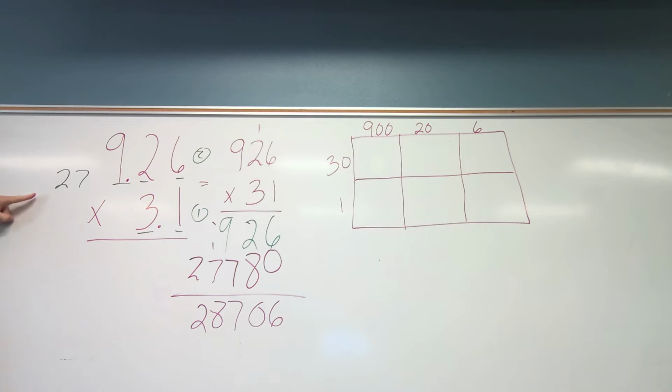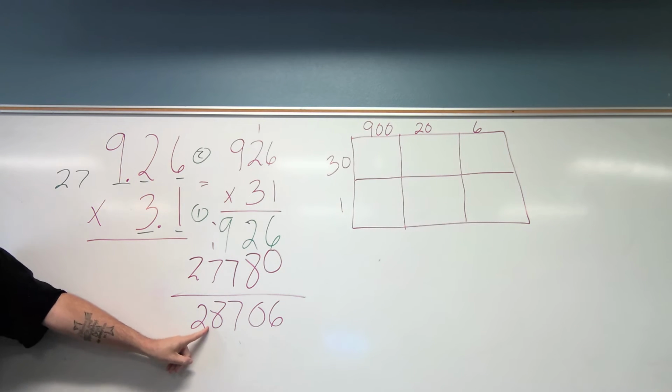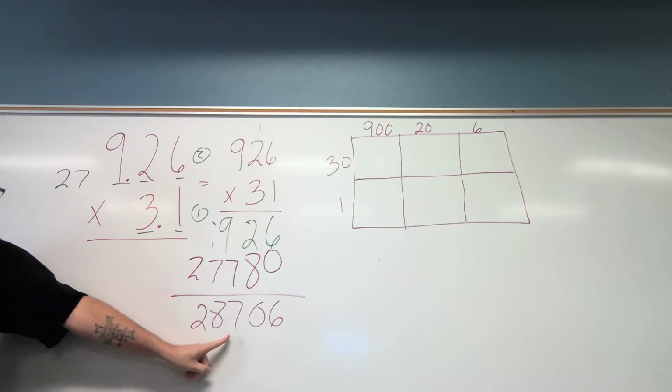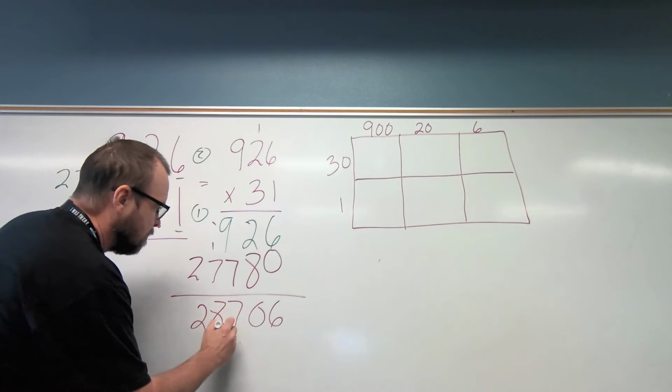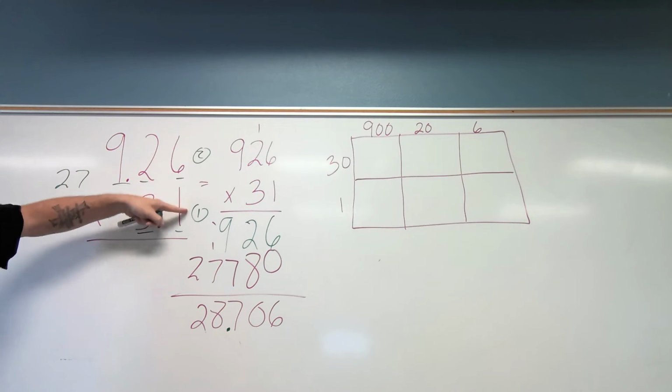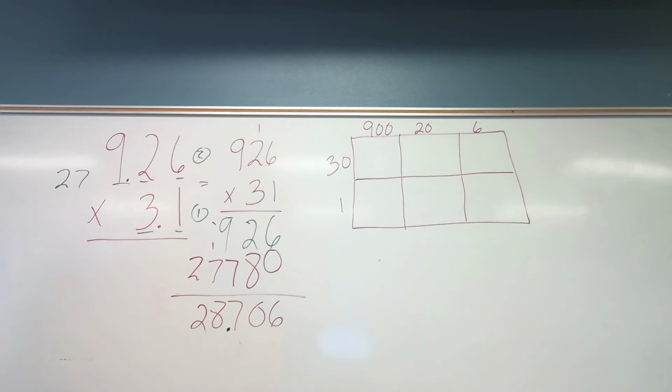Liam, where is my decimal point going to go? This was my estimate. If I put it here, am I going to get close to 27? No. Here, am I going to get close to 27? No. Here, am I going to get close to 27? Yes. Also, if I go back to what I had here, 3 numbers behind my decimal point in my problem, 3 numbers behind it in my answer.